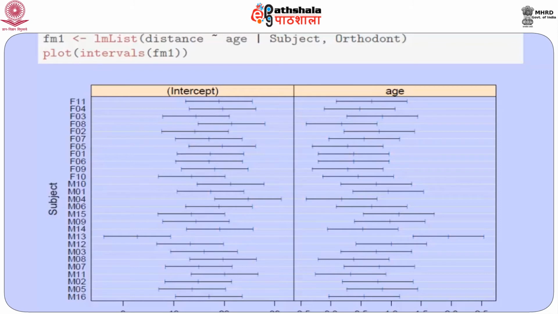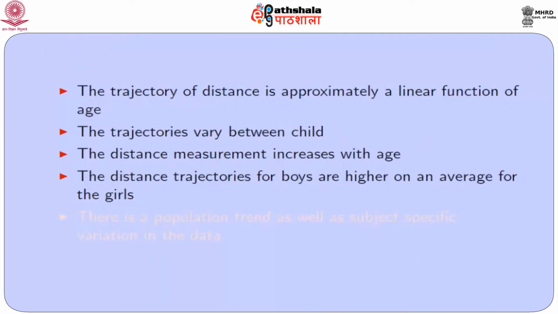So what do we see from the overall Orthodont data? We see that the trajectory is approximately a linear function of age. Fine, but there are exceptions. The trajectory varies between children, indicating the presence of individual level variability. The distance measurement in general increases with age, but again there are variations. And the distance trajectory for boys is higher on average than for girls.